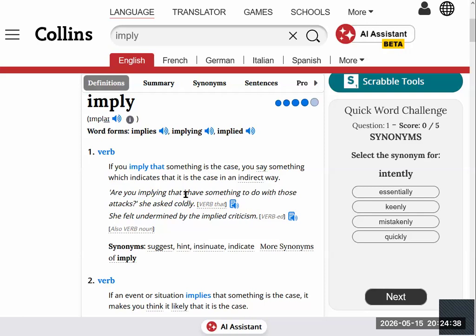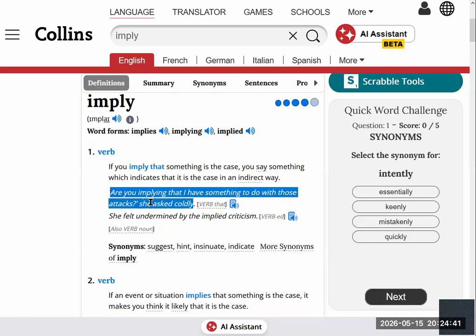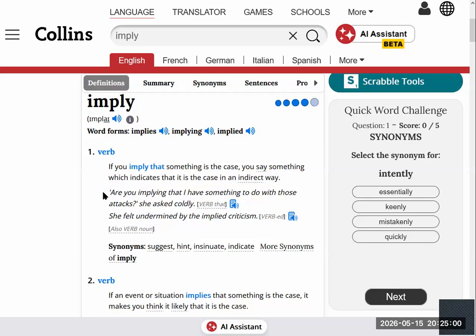So let's look at the other example sentence. This one says, "Are you implying that I have something to do with those attacks?" she asked coldly. Okay, I need to remember this word, because imply actually means a lot, and it helps express your thoughts clearly.